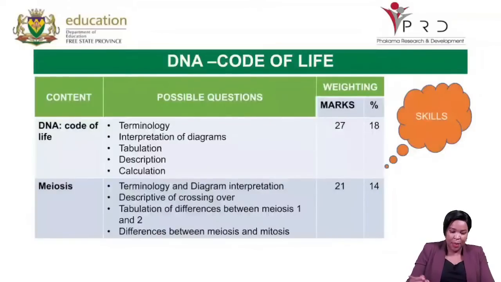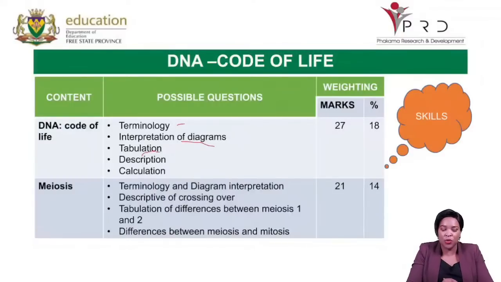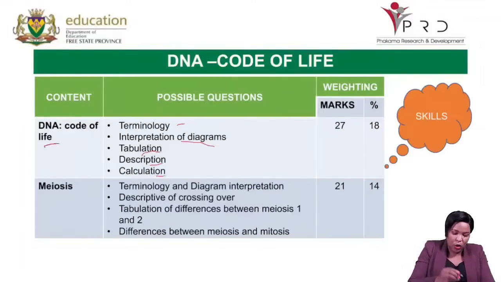This is the structure. And then what are the possible questions that you can expect for DNA code of life? Questions can arise from terminology, interpretation of diagrams. I think you've seen from the previous question papers. Tabulation, you can be asked to tabulate and give a description and calculate. Anything can come out of this topic.